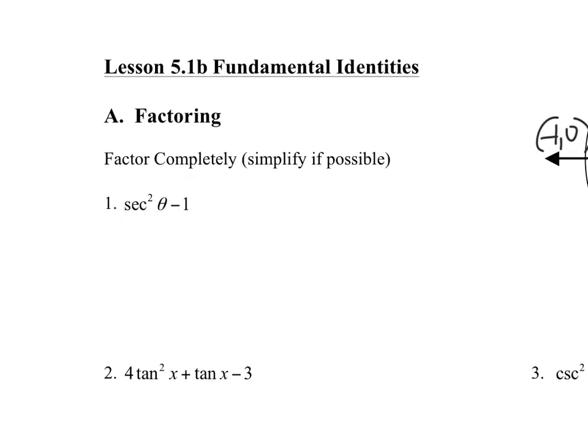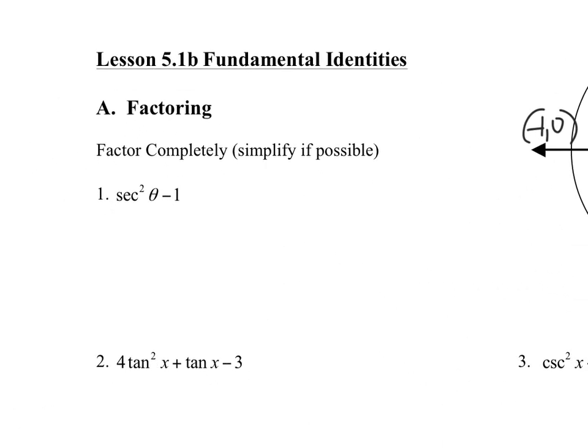We're going to factor completely and then simplify if possible. So these first three things can be factored. This right here is the difference of two squares. And the funny thing about trig, like sine, cosine, tangent, all these things, is they act like algebra. It's weird. If you had in algebra 2 x squared minus 1, you can factor that as x plus 1, x minus 1. You could do the same thing here for secant squared. So this would be secant theta plus 1, secant theta minus 1.